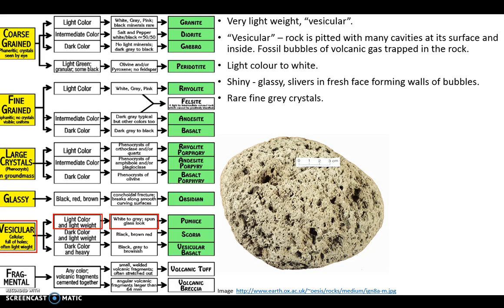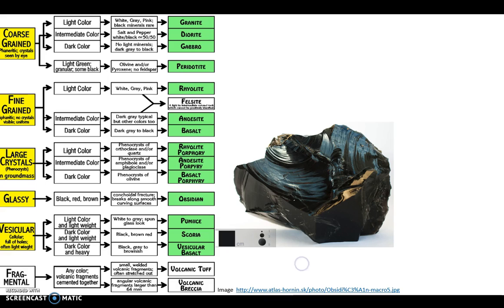So, and there's rare, fine grey crystals. You can see a scattering of them there, but they don't make up a large proportion of the rock. They're not particularly significant in naming this rock. No surprises, this is pumice. All right. So let's look at another example.